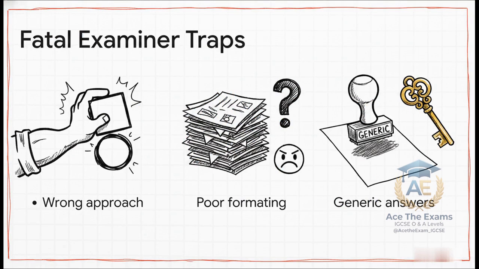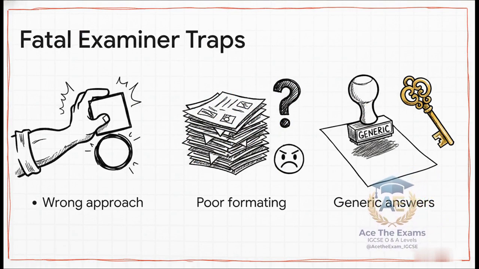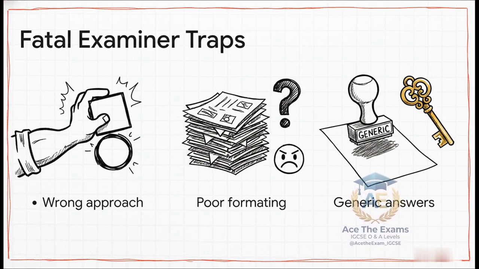Let's dig into the bug report here. These are the top 3 fatal examiner traps, pulled straight from the Cambridge Principal Examiner reports. You want to avoid these at all costs. Bug number 1, using the wrong approach for the context, like using absorption costing instead of marginal costing for a short-term closure decision. Total system crash.